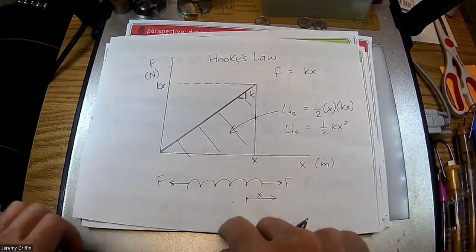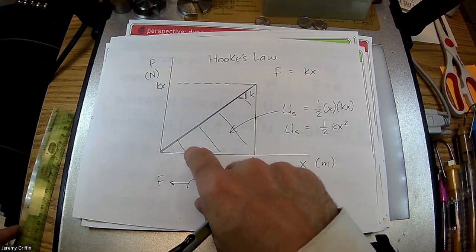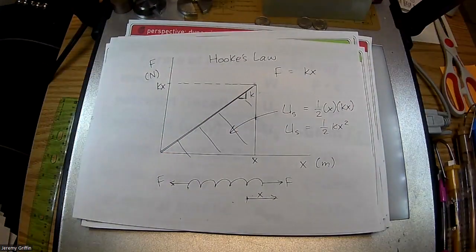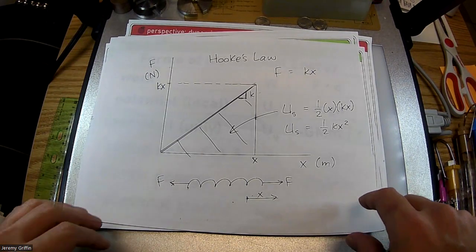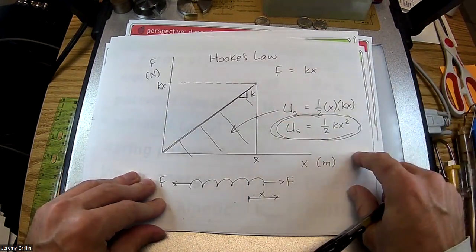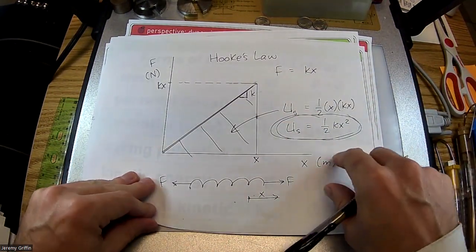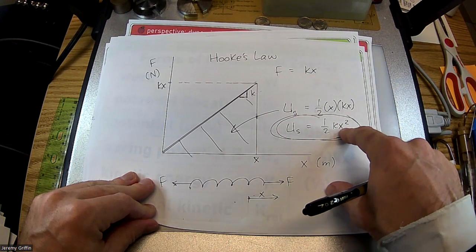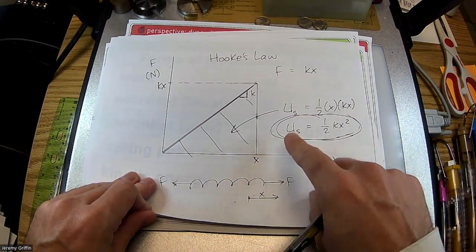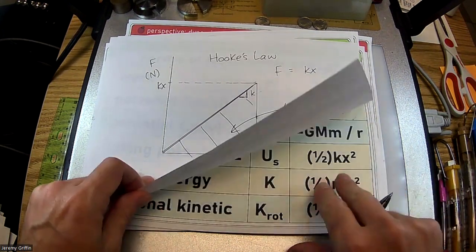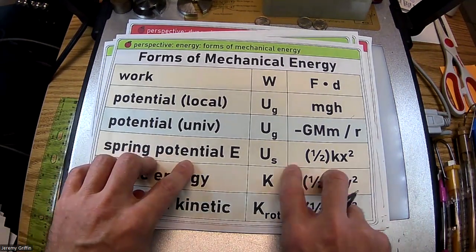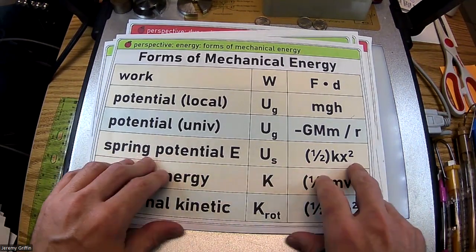So remember, the tricky thing about springs with work is that the force is not constant. The force is increasing the more you stretch or compress the spring. And then the energy ends up being that expression, 1/2 kx squared. If you know how stiff the spring is and how much you stretch or compress it, you can know how much energy in joules is stored in the spring. Everybody good? So that's spring potential energy, U sub S equals 1/2 kx squared.